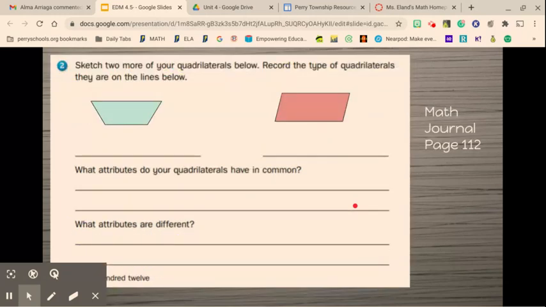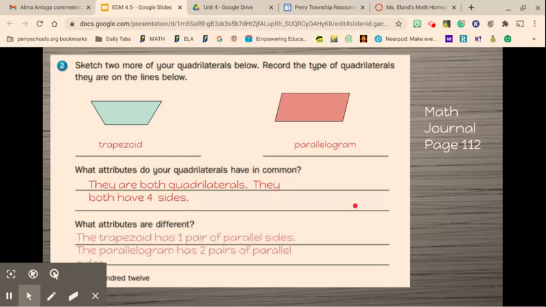All right, draw 2 more. In your book, you need to be drawing these 2 shapes. Tell me, what shapes are they? This is a trapezoid and a parallelogram. What attributes do they have in common? You guessed it, they are both quadrilaterals, and they have 4 sides. What do they have different? The trapezoid has 1 pair of parallel sides, and the parallelogram has 2 pairs of parallel sides.